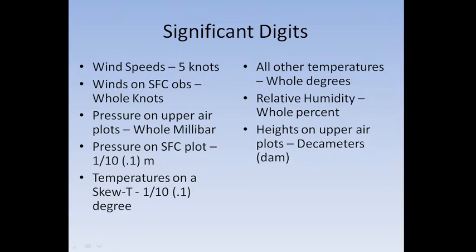And then pressure on upper air plots is the whole millibar. Pressure on a surface plot is 1/10. So we'll take a look at this in a minute. I'll pull up a surface chart. Temperatures on a surface chart are to 1/10 of a degree. All other temperatures are whole degrees. And relative humidity is a whole percent. Heights on upper air plots are decameters.